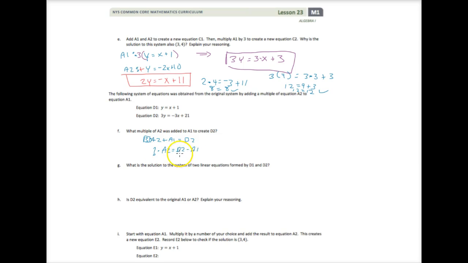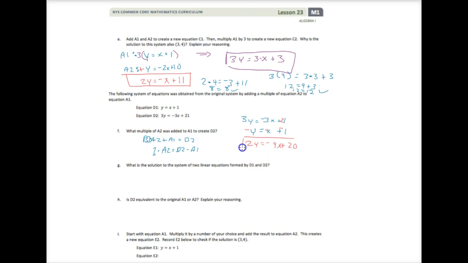Here's a nice way to unlock this. So let's think about what D2 is. D2 is 3y equals negative 3x plus 21. And if we subtract A1, we remember A1 is y equals x plus 1. I'm trying to subtract already in my head. And remember we're subtracting, so I'm going to go through and put a negative sign in front of everything. Negative, negative, negative. Now we've got to subtract. And we get a result of 2y equals, oh darn it, this was 21, equals negative 4x plus 20.